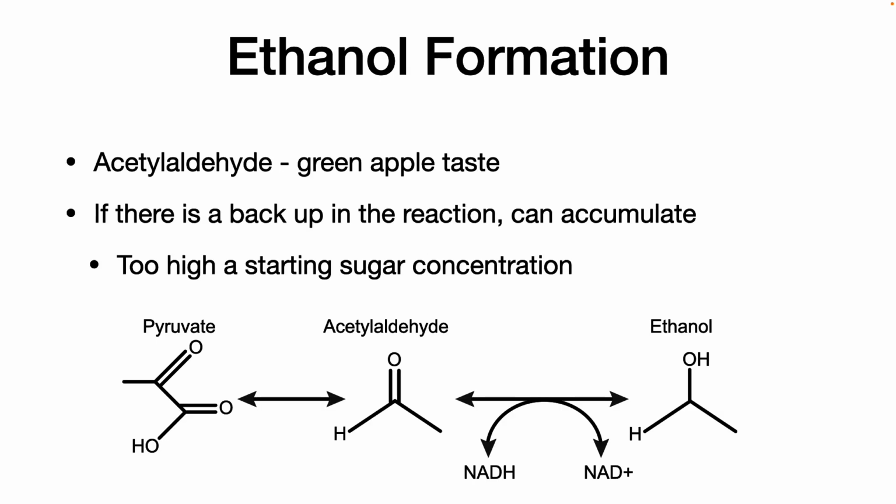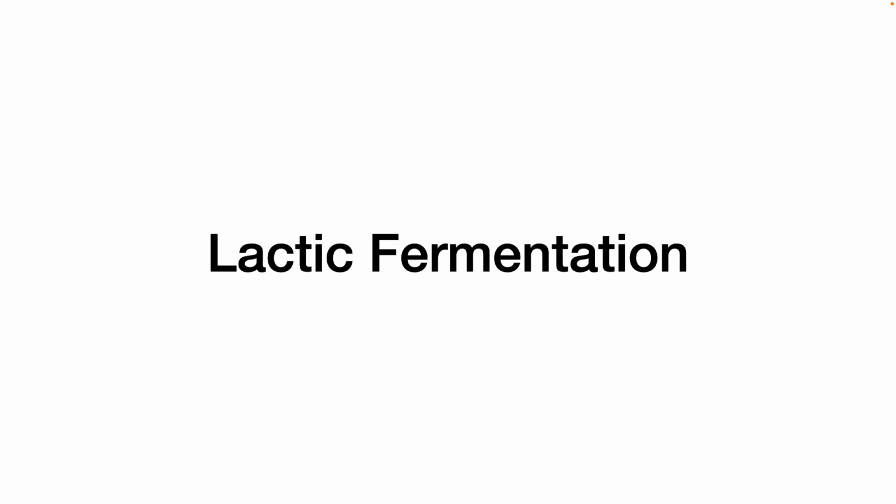Knowing the biochemistry of the fermentation can help you diagnose problems. For example, acetaldehyde, an intermediate in ethanol fermentation, as shown in the pathway, has a green apple taste. It can accumulate when the ethanol concentration gets too high. This can happen if your starting wort has too much sugar, and that intermediate and that green apple taste is undesirable. We now move on to lactic fermentation.